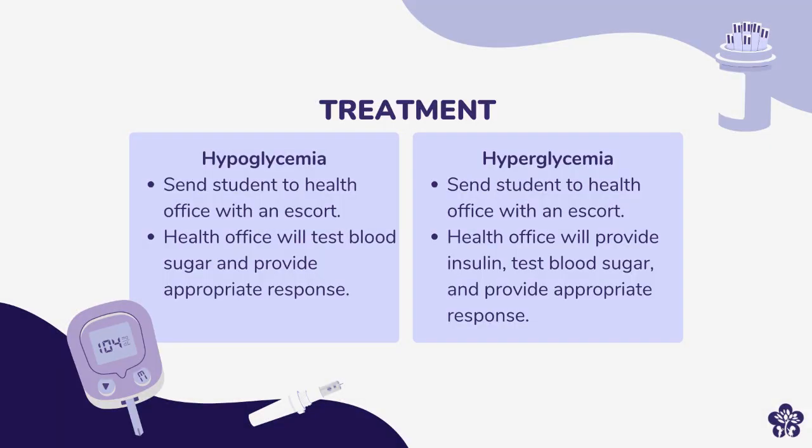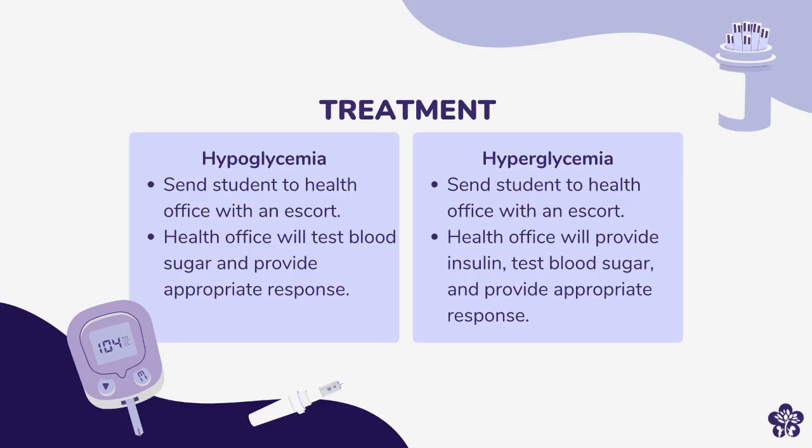Most importantly, when it comes to diabetes, the school staff should follow the student's diabetes care plan. When hypoglycemia or low blood sugar is expected, the student should be escorted to the health office to have blood sugar tested and for appropriate treatment. If unable to get the student to the office, try to give the student 15 grams of carbohydrates. This could include 4 ounces of fruit juice, 4 ounces of regular soda, 3 to 5 glucose tablets, 3 packages of sugar, or 1 to 2 tablespoons of cake icing.